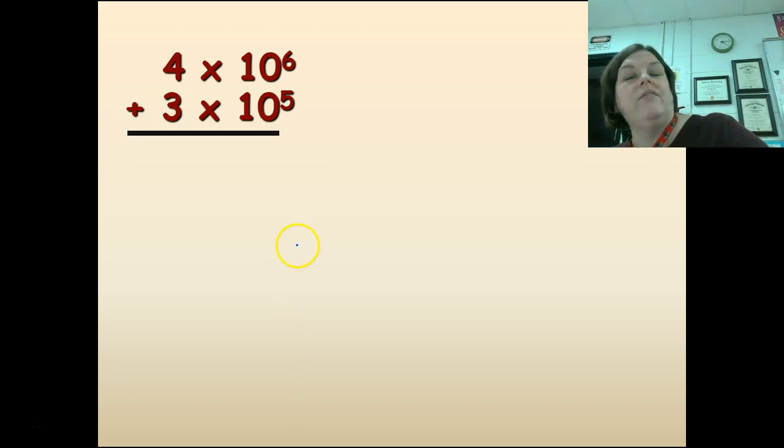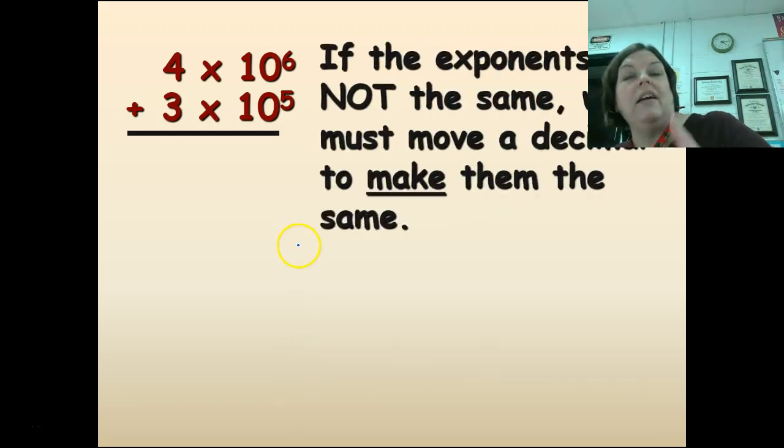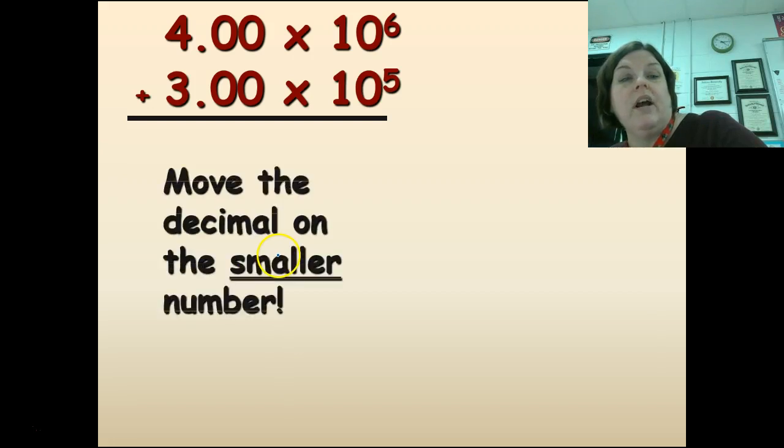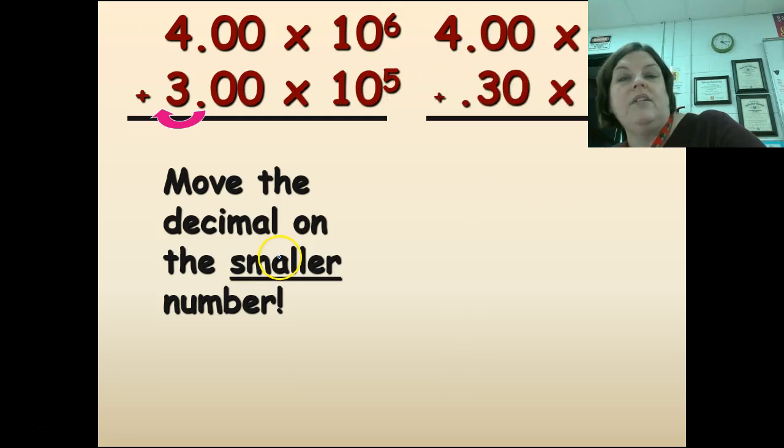So here we go. We've got one that's a little different. Notice what's going on. The exponents are not the same. So you have to make them the same because the decimal points have to line up. These two numbers' decimal points do not line up. So the first thing I need to do is change them. So here I go, move the decimal point on the smaller number. I move it from the smaller to the bigger. So the 3 moves over, and it becomes these two numbers.